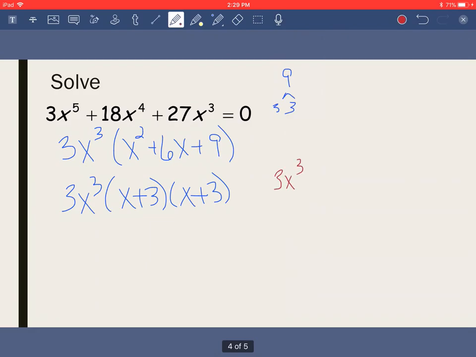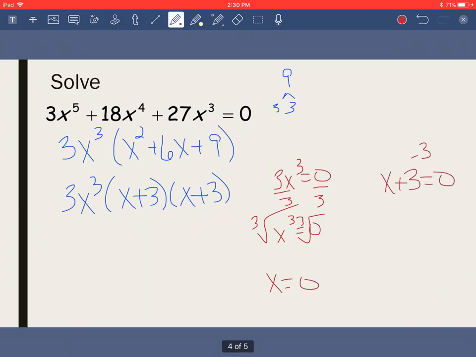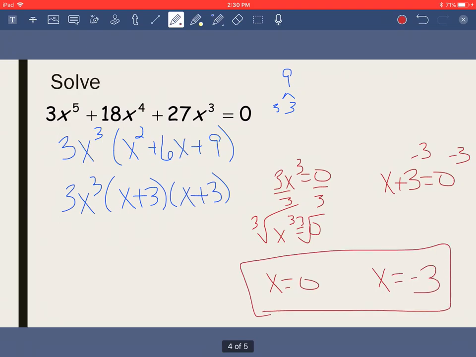So 3x cubed equals 0. So first I'm going to divide by 3. So x cubed equals 0. I'm going to cube root both sides, and the cube root of 0 is 0, so I get that x equals 0. And I have x plus 3 equals 0, so I'm going to subtract 3, and I also get that x equals negative 3. So I only have 2 solutions here, but that's okay. So my 2 solutions are 0 and negative 3.